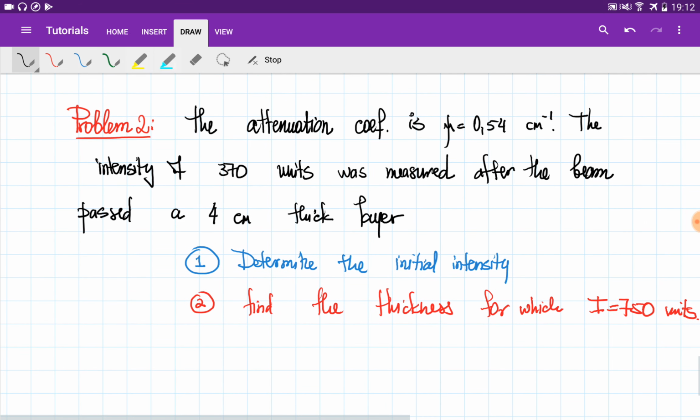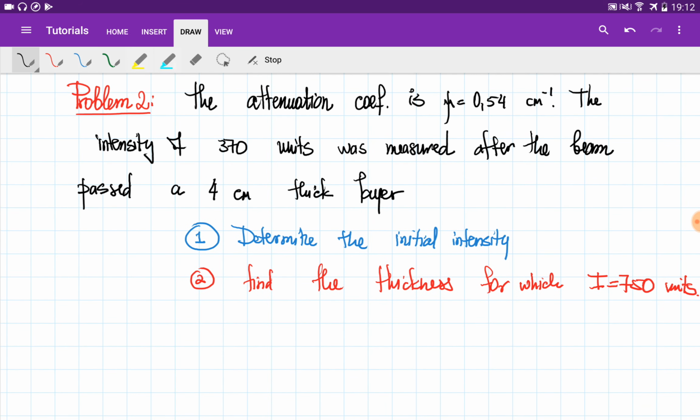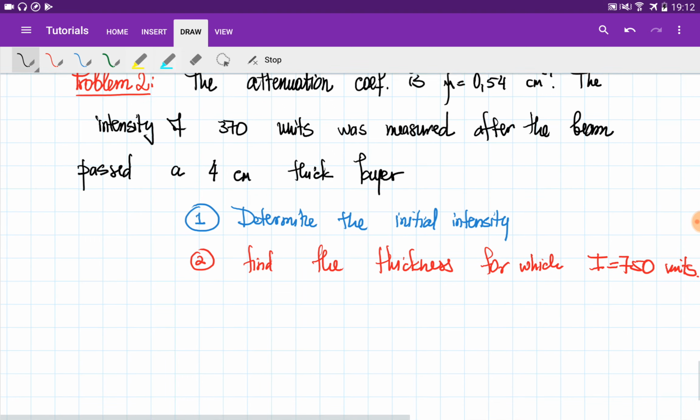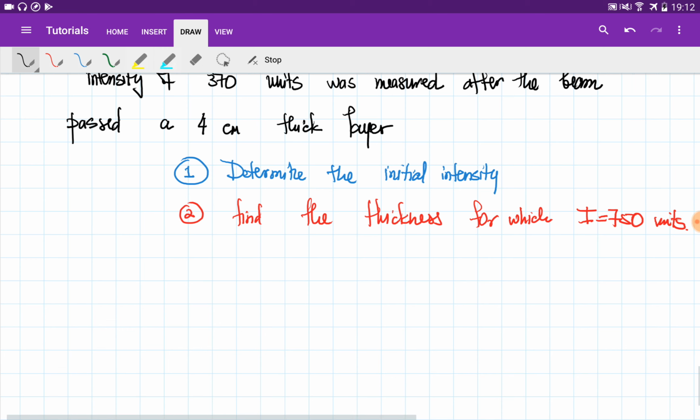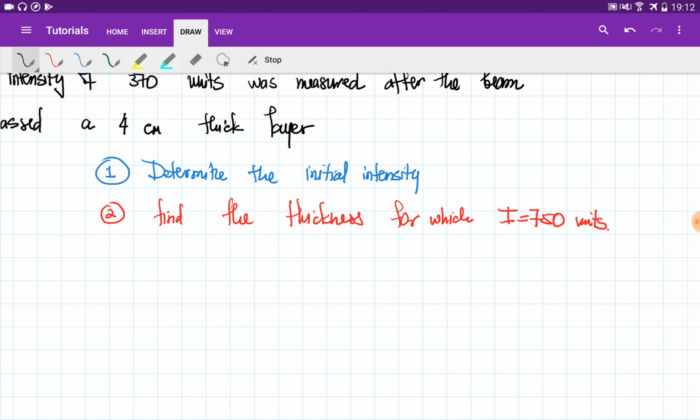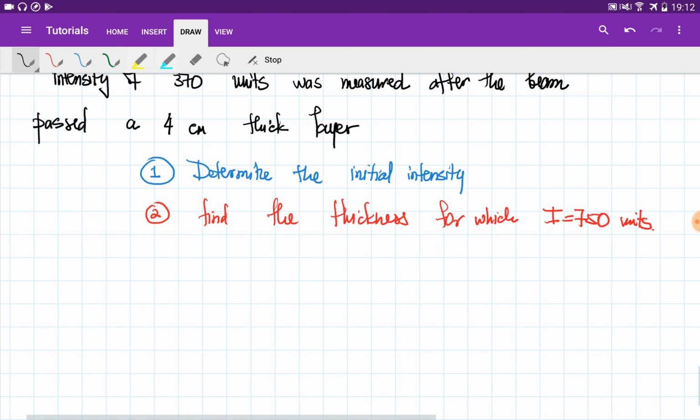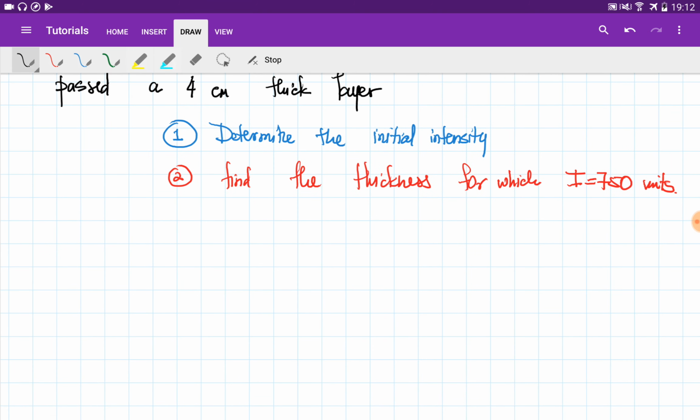So let's try to solve a more difficult problem. The attenuation coefficient mu is given as 0.54 per centimeter. The intensity of 370 units was measured after the beam passed a 4 centimeter thickness layer. First of all, we need to find the initial intensity, and second, we need to find the thickness for which I is equal to 750 units.